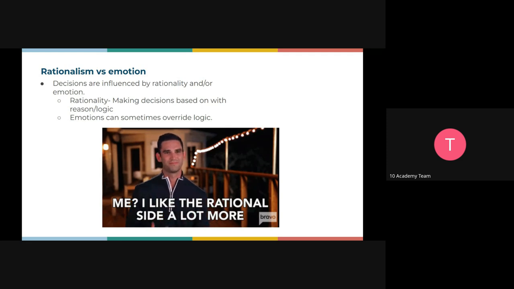So sometimes you make a decision based off emotion. An example could be making a business decision based off of instincts instead of following the data. So that could be one. But I think in business, it's always good to lean into making decisions with rationality, with logic, with reason, with substantial data and reason to support your decision, because it really influences how the business moves forward.